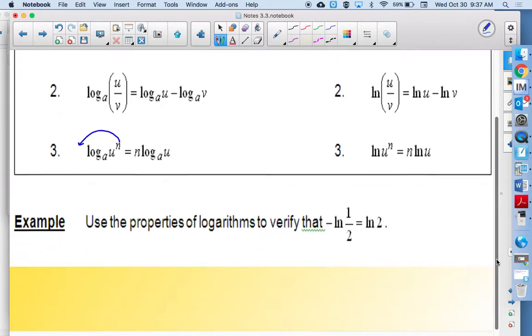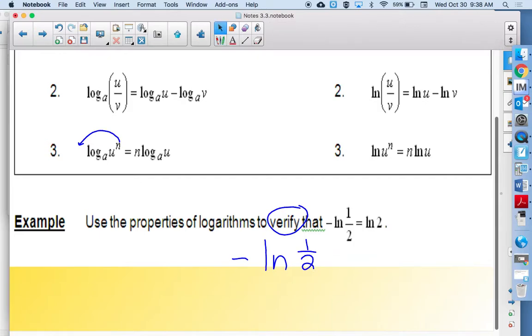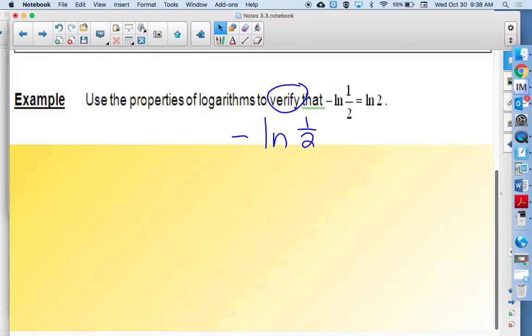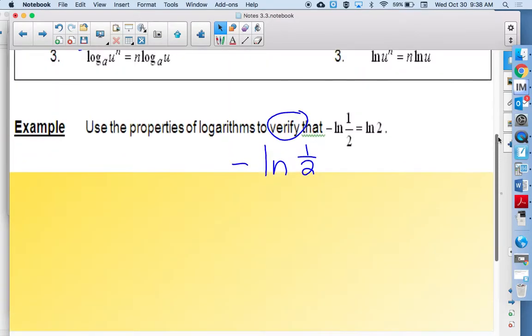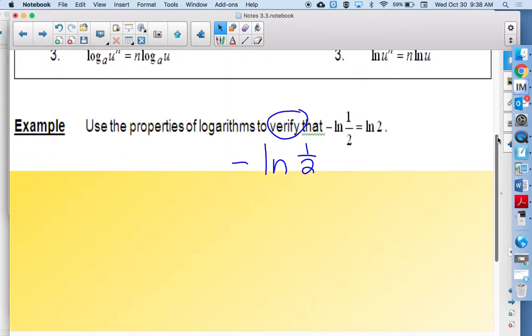So the example underneath wants you to verify, which is a nice way of saying prove or show that the 2 sides are equal to each other. And if you start with the left side, so we have negative natural log of 1/2. How can we show that that really is the natural log of 2? So how can we use the properties to verify or show that the left side really is equal to the natural log of 2? So what's one thing that we could do?